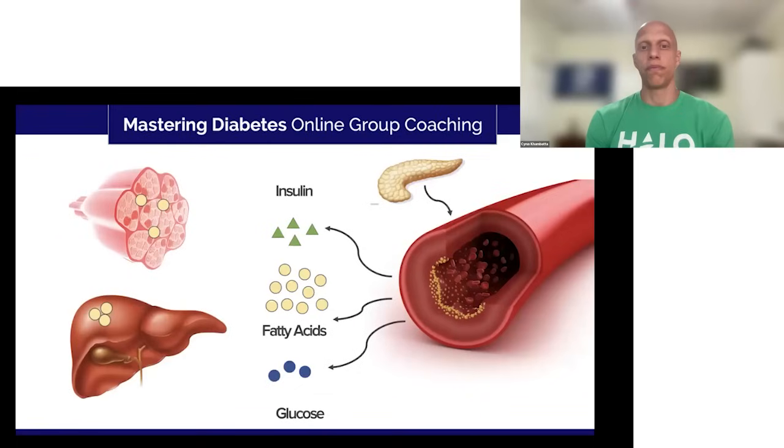Okay, so if we zoom in a little bit more, inside of your blood now, you've got thousands of different metabolites and thousands of different circulating hormones and immune cells and beyond. I've only pictured 3 of them on the screen here. You've got insulin, fatty acids, and glucose. Insulin in green, fatty acids in yellow, and glucose in blue.